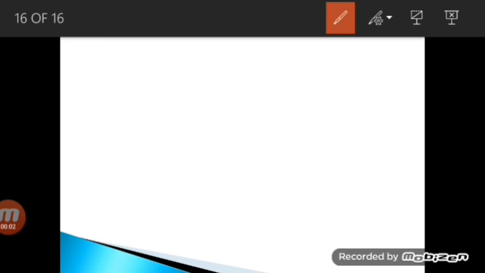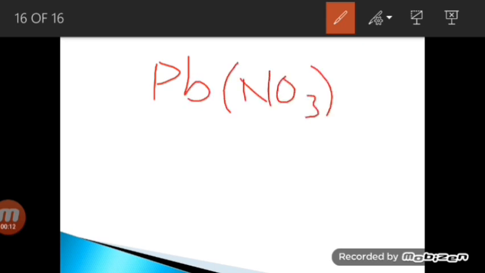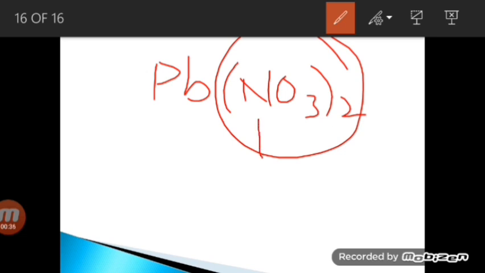There are some chemical formulas that contain brackets. For example, we'll take the example of lead nitrate. So this is the chemical formula of lead nitrate. To find the total number of nitrogen and oxygen atoms within the brackets, we multiply the number of atoms of each element by the subscript located outside the bracket. So each of these atoms present inside the bracket will be multiplied by 2. In a simpler way, I'm going to write it down just like this.